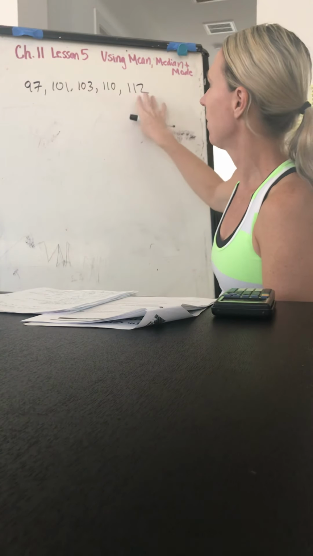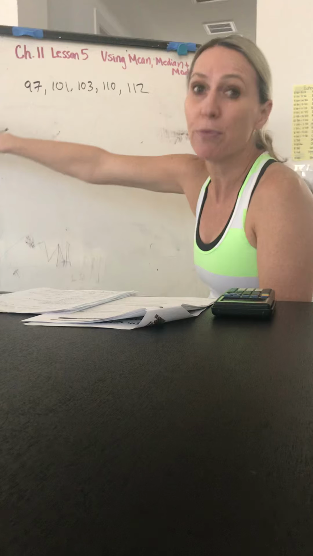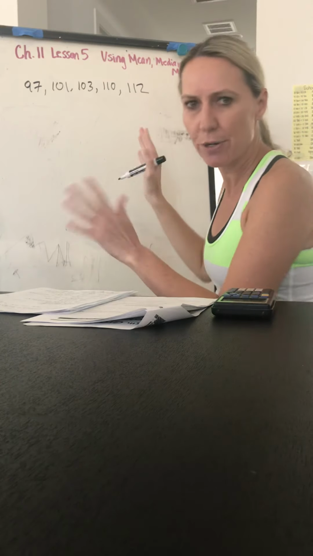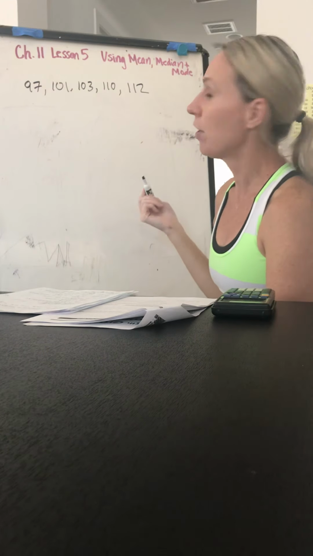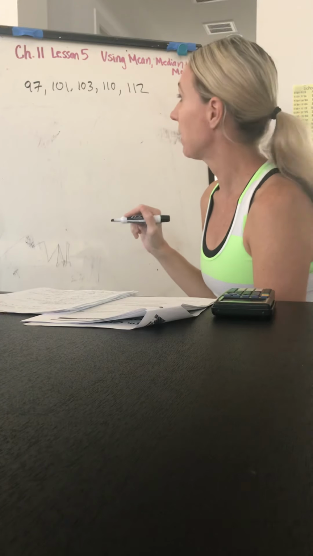Okay, so if we look at this, I don't really see any extreme values here. Where you have 97 to 112, they're kind of all around 100. There's not 3 or 500. There's no extreme values here. So I'm going to go ahead and use the mean. That's going to be our best measure here.